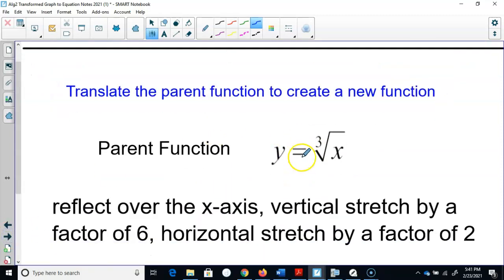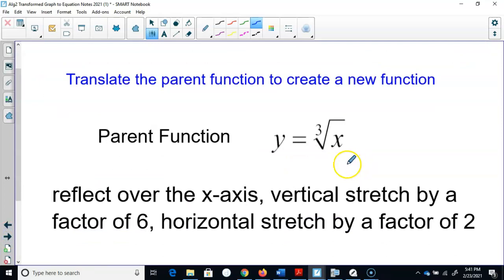Now we have a cubic one, okay? The cubed root of x, right? We have the cubed root of x. So what does this look like? Just as a review, as just a quick sketch, the cubed root of x looks like this, okay? Again, if I was going to graph this, I would have an x and a y.